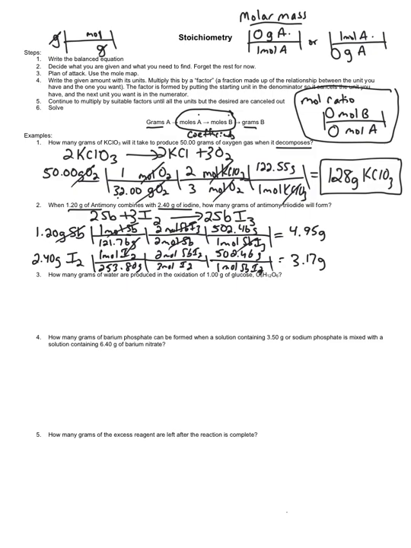So now what is the answer? The answer is the smallest of the 2 values. I cannot produce the 4.95 because once I get to 3.17 grams, I have used up all of the iodine and I still have some antimony left over.